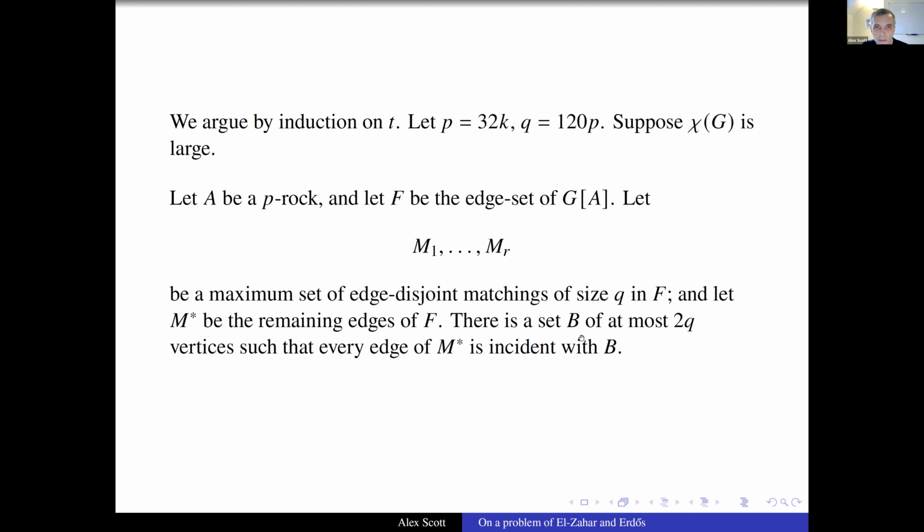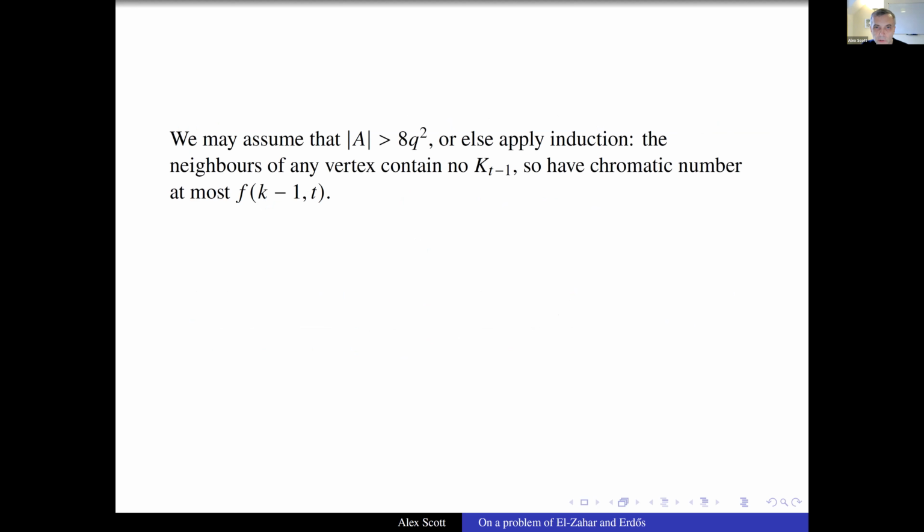Okay. Right, so first observation, we can assume that A, this is our rock, is not too small. Why? Well, we can apply induction. For each vertex in A, if we look at its neighbors, the neighbors don't contain a complete graph on T-1 vertices, and so by induction the chromatic number of the neighbors is not too large. It's at most F of T-1 and K, not K-1 and T, another typo.